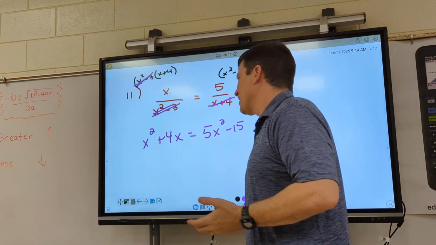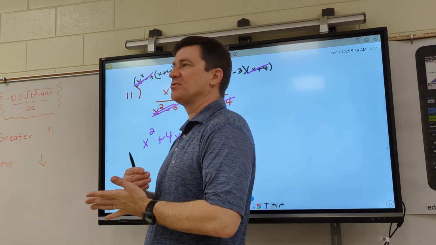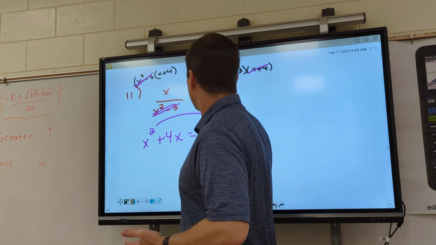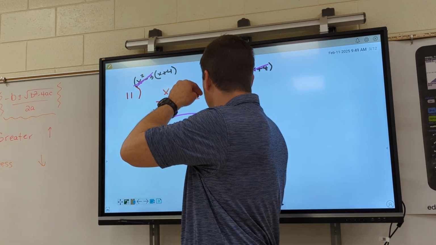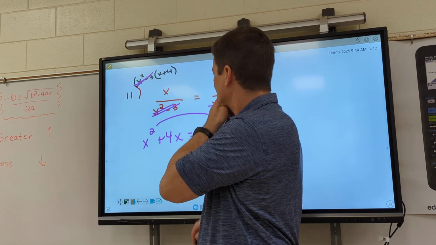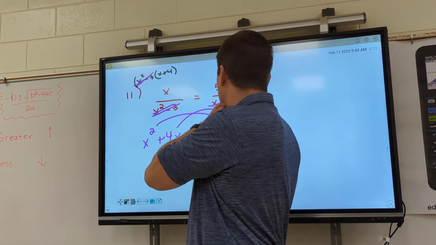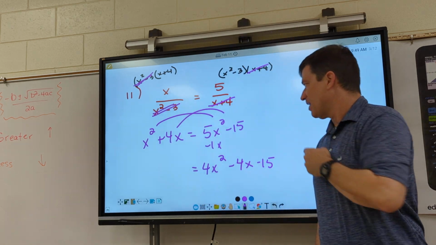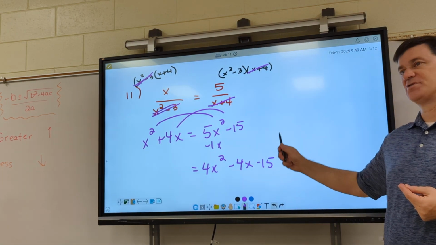All right, so now we've got to get everything on one side so we can do our quadratic formula. So look, Rowan, if I move x squared over here, that's going to be a minus 1x squared. So now I got 4x squared on that side. If I move 4x over here, that's minus 4x minus 15. Now you got your A, your B, and your C.